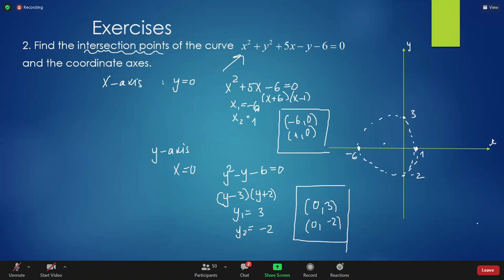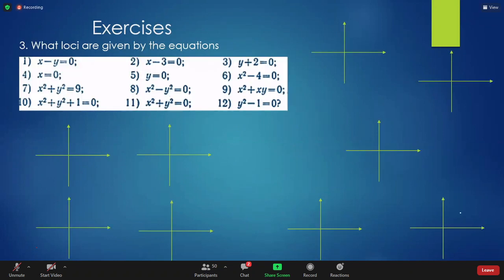Now a lot of equations, 12 equations. What loci are given by these equations? And so what locus is given by the equation? First one, x minus y equals 0.